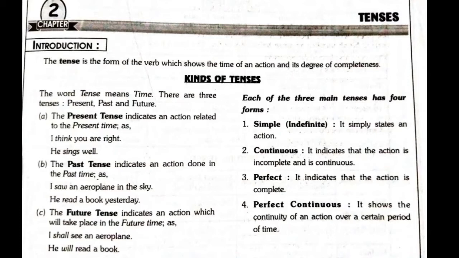Second, the past tense. Past tense indicates an action done in the past time. The actions that have already been done in the past, that have already been completed, those actions come under the past tense. For example, I saw an aeroplane in the sky. This action has already been done. The action has already been completed. The person, I, has already seen the aeroplane in the sky. So, I saw an aeroplane in the sky.